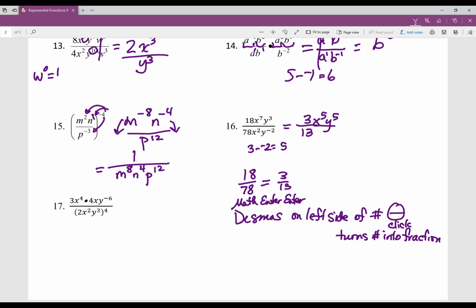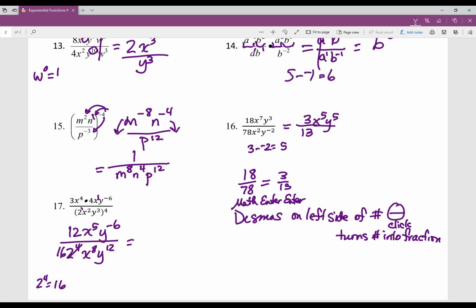So last problem. This one's a little bit involved. So what I would do with this one, I would multiply across the top. I would distribute it on the bottom, and then I would divide. So 3 times 4 is 12. X to the 4th, that's a 1 power there. So x to the 5th, y to the negative 6. On the bottom, I have 2 to the 4, x to the 8, y to the 12. And 2 to the 4 is 16. So I'm going to go ahead and write that as 16 here.